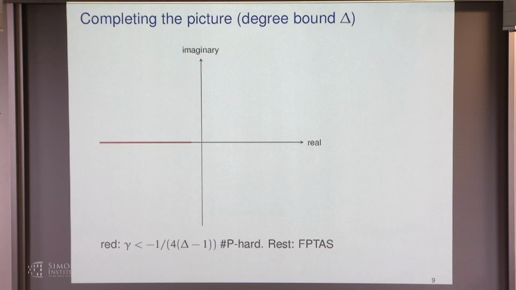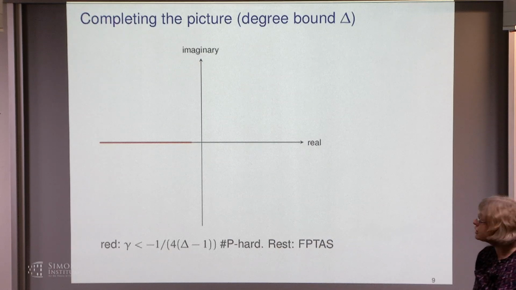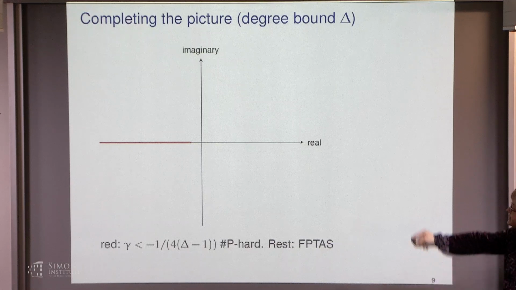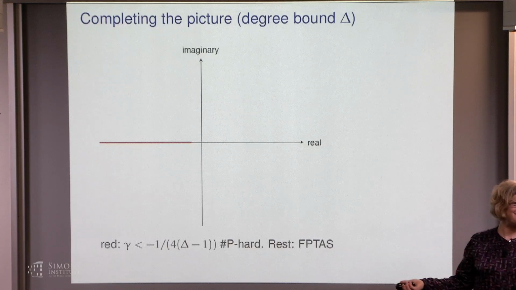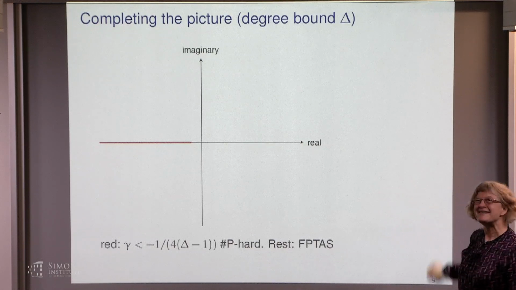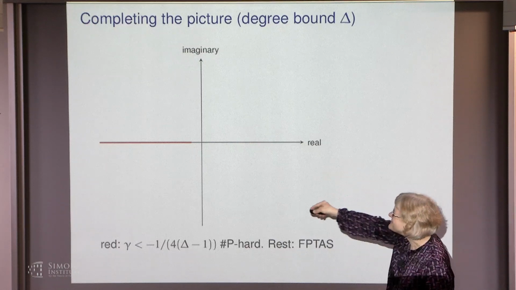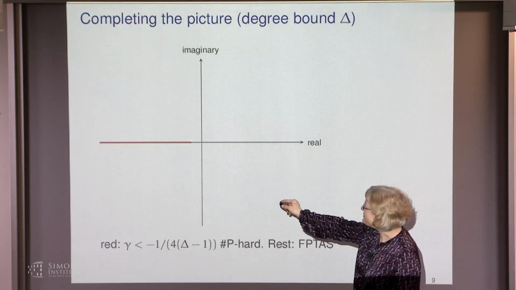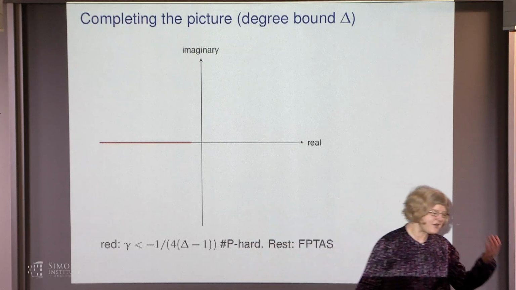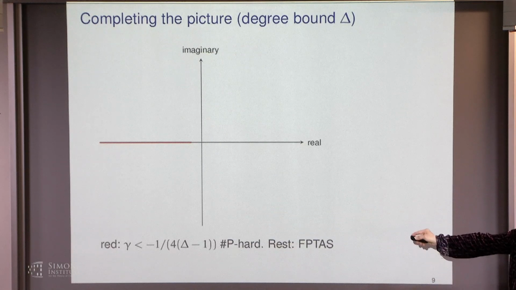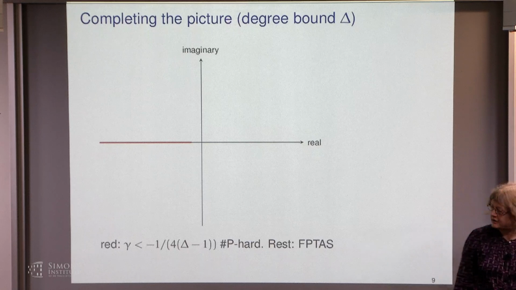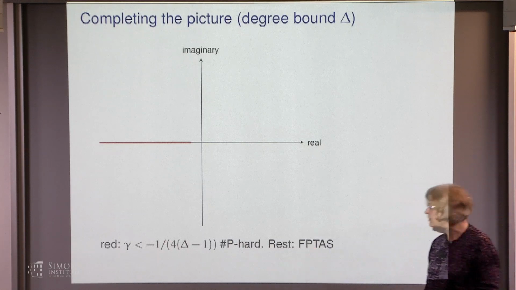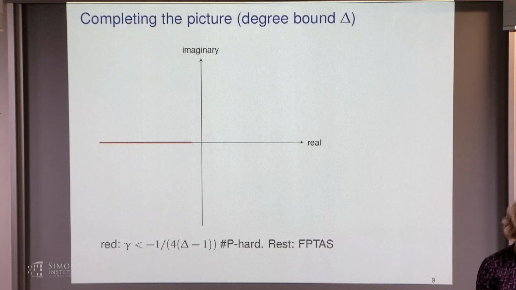The first piece in our work was just filling in the rest. Obviously, Ivana's slides have all the cardioids and amazing pictures. I couldn't think of many pictures to draw, so a couple of axes. Here you have easy, easy, easy, easy, easy. And one thing we did is fill in the rest of the picture. We showed that if you pick gamma to be any negative number less than this threshold of -1 over 4 delta minus 1, then the approximation problem is number p hard.